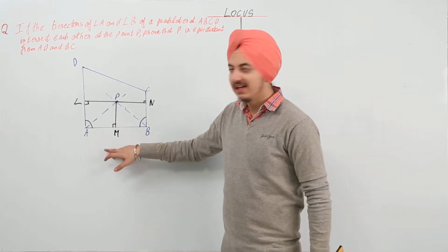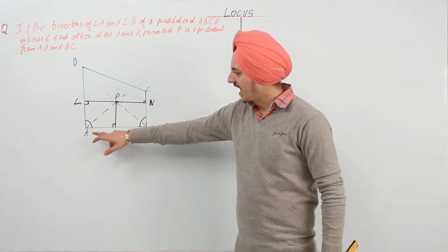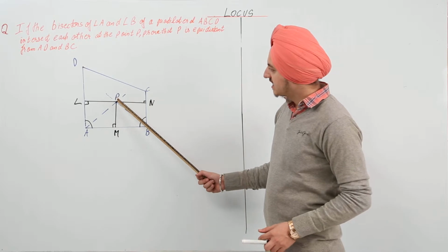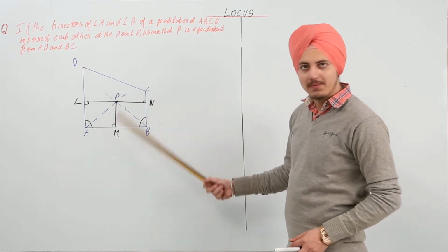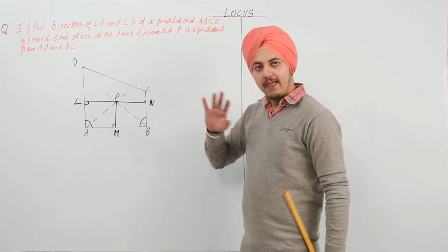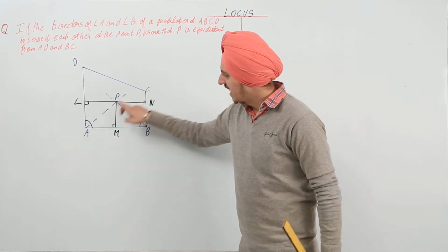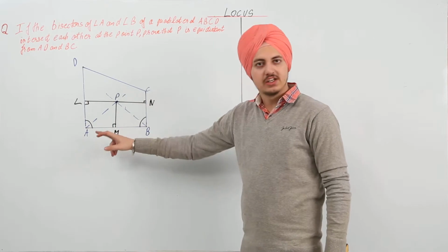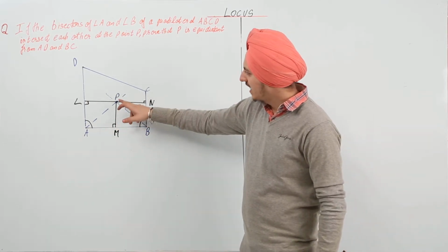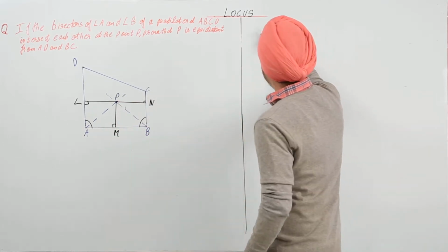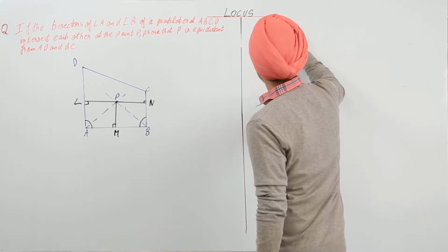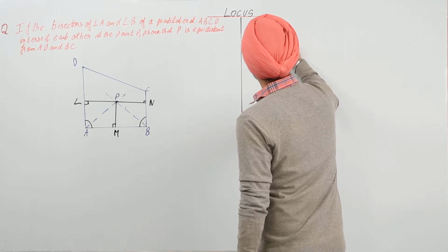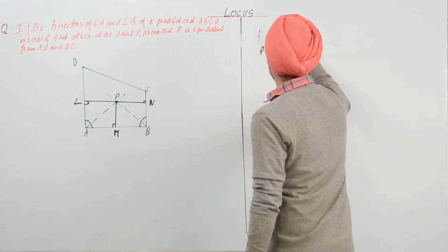point P is on the angle bisector of angle A. So this line is the angle bisector of angle A, right? If this line is the angle bisector of angle A, we know that PM is equal to PL.